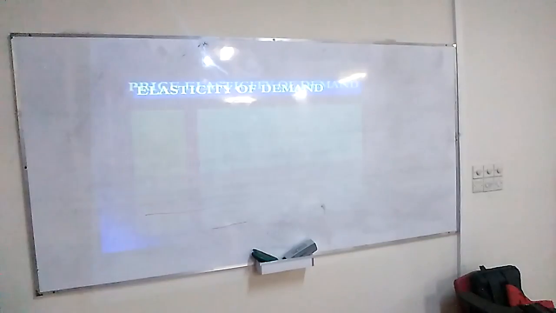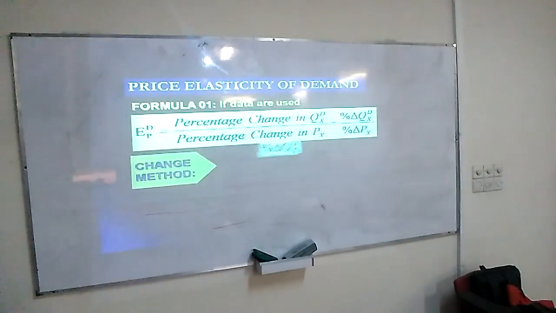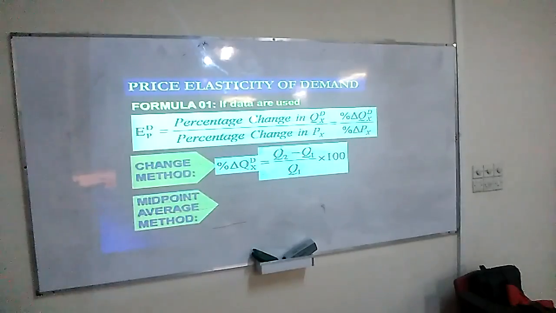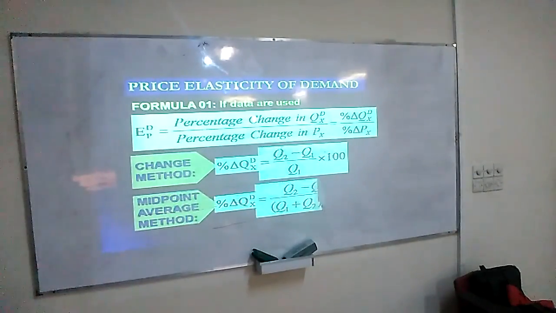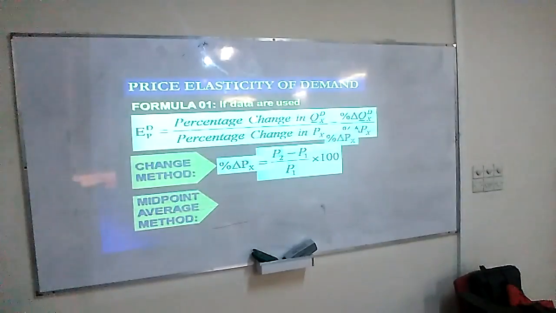So these are the major types of elasticity. Now, the formula. You have to divide percentage change in Q by percentage change in P to find the price elasticity of demand. So what method is it? Change method. In the change method, how do we find this percentage change in Q? This is the formula. And how do you find it in the midpoint average? This is the formula. And then think of price.